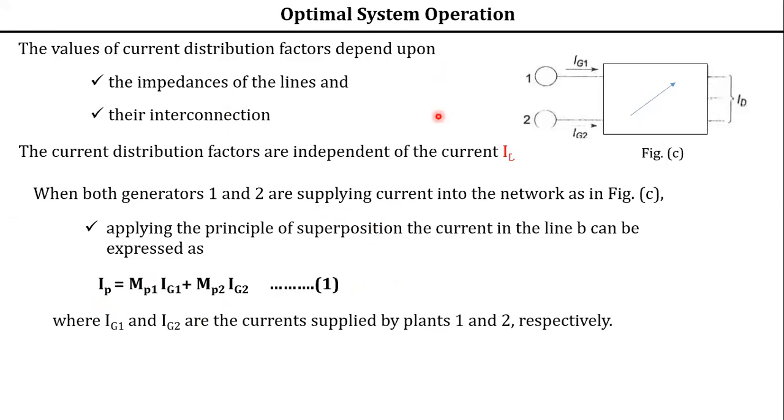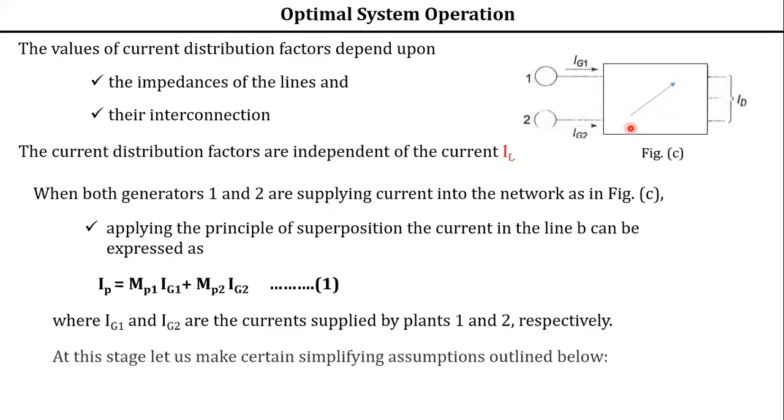Obviously, as I already told, IG1 and IG2 are the currents supplied by plant 1 and plant 2 respectively. Looking at the figure, you can see that. Nothing special about that. IG1 and IG2 are the currents supplied by plants 1 and 2 respectively, and IP is the current flowing through the branch P.